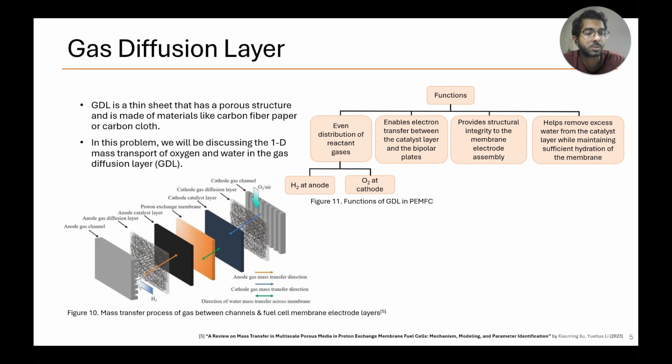And the fourth function is that it helps remove excess water from the catalyst layer while maintaining sufficient hydration of the membrane. This function is important because the GDL helps mitigate or reduce flooding at the membrane or the catalyst layer while maintaining the sufficient hydration or the water content of the membrane, as we discussed earlier.